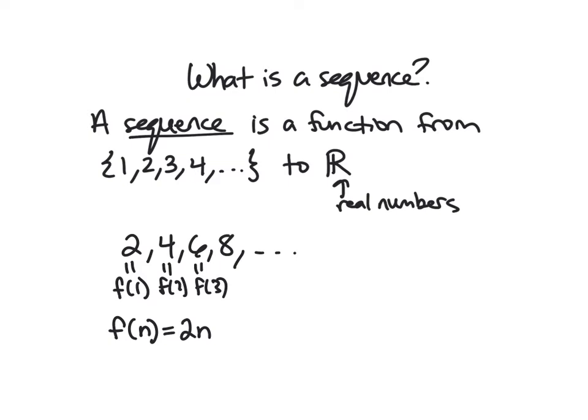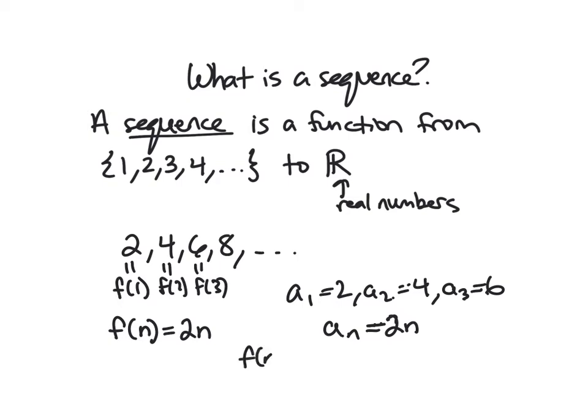However, it's not the notation we'll use. We'll often write it like this. So a1 is 2, a2 is 4, a3 is 6, and so on. And then the general nth term of our sequence would be 2n, and we would label that a sub n. And so we see the connection here that a sub n is just the notation we use for the value of n when plugged into our function.